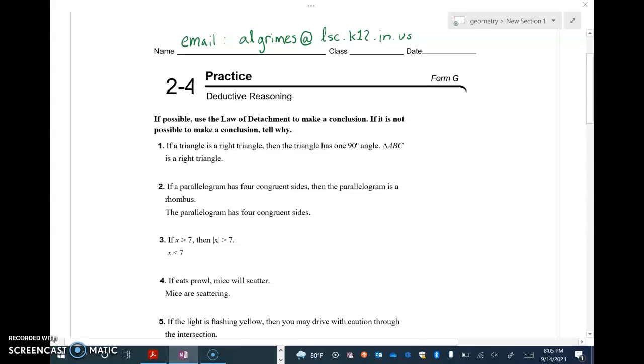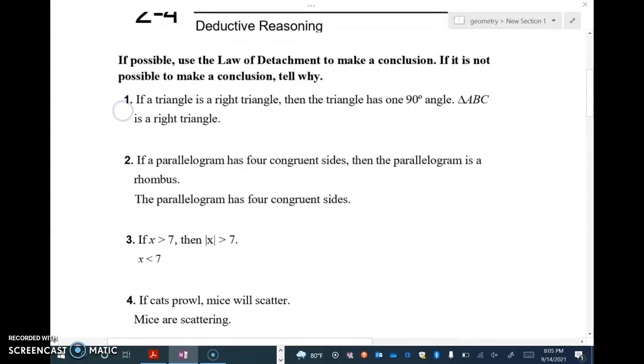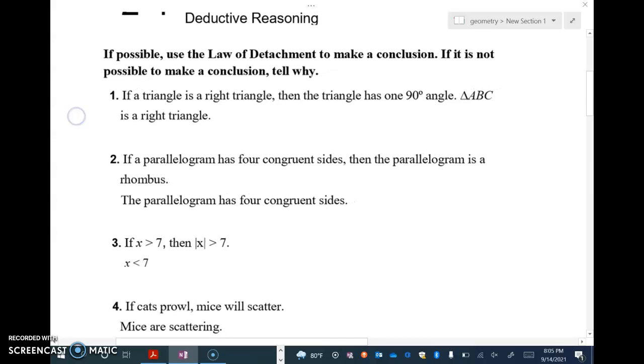All right, now let's go through these practice questions to get more practice with both of these laws. So the first part here is, if possible, use the law of detachment to make a conclusion. If it is not possible to make a conclusion, tell why. So let's just do the same thing we've been doing here. We know how to find P's and Q's, so let's look at this first one and find P and Q.